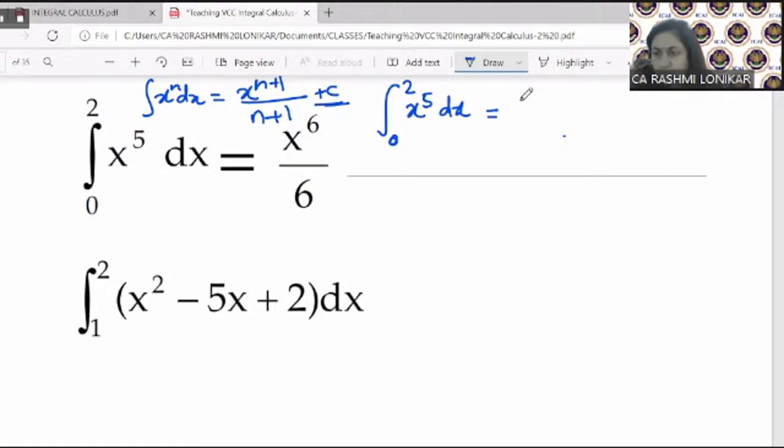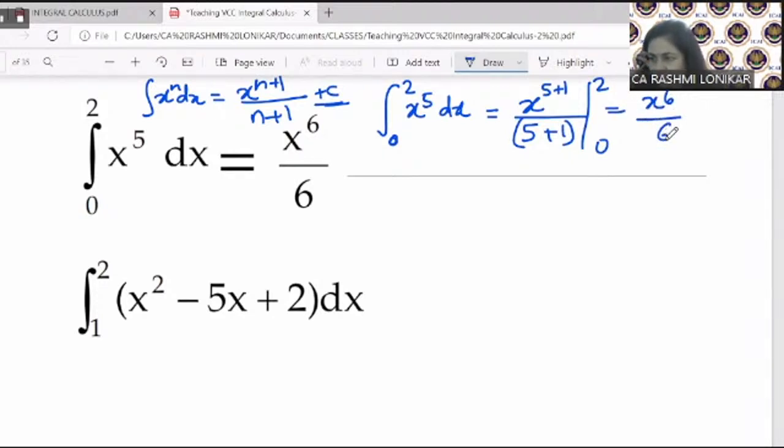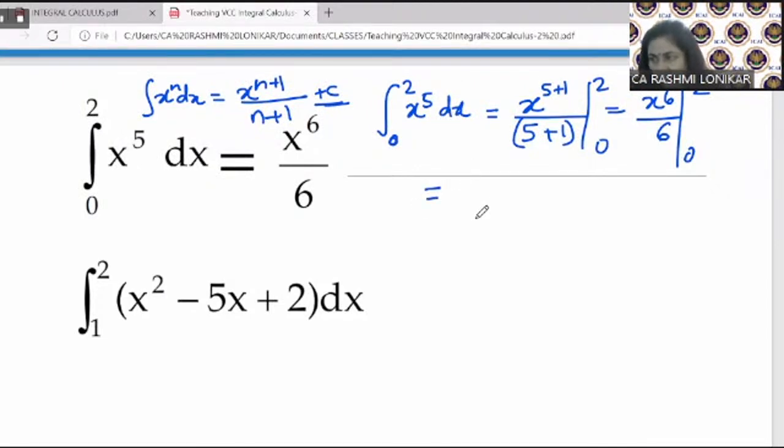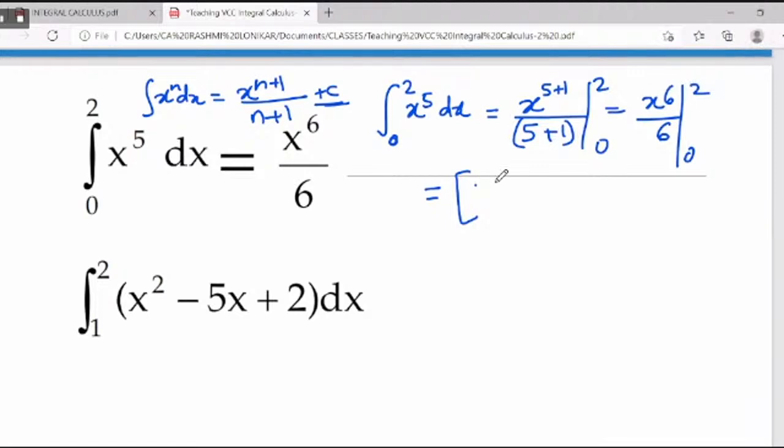So this will be equal to x raised to 5 plus 1 upon 5 plus 1, x is going from 0 to 2. Okay. So this is equal to x raised to 6 upon 6, x going from 0 to 2. Now what we have to do is, we have to first put in the upper limit and then the lower limit. So this is equal to, first what is the value of x on the upper limit? 2. So it is 2 raised to 6 upon 6 minus, what is the lower limit? 0.